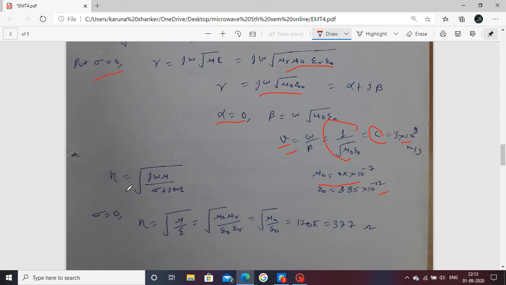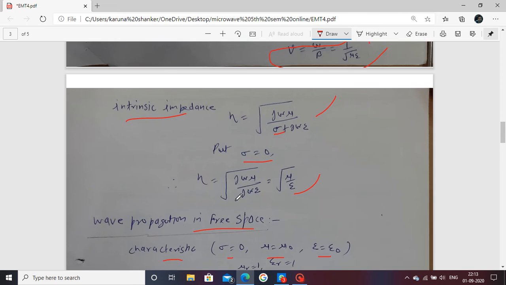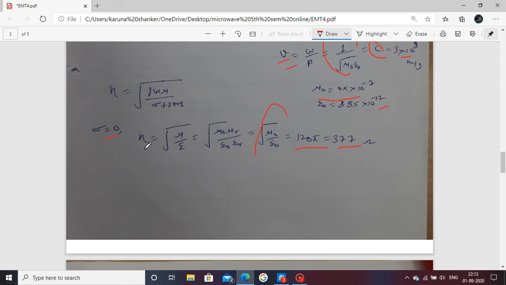Now go to the intrinsic impedance. Put the sigma value 0 and arrange, then put mu r and epsilon naught. Now put this value, the term 120 pi, and the value of pi, and it comes to 377. This means the intrinsic impedance in free space is 377 ohm. Ohm is the unit of intrinsic impedance.